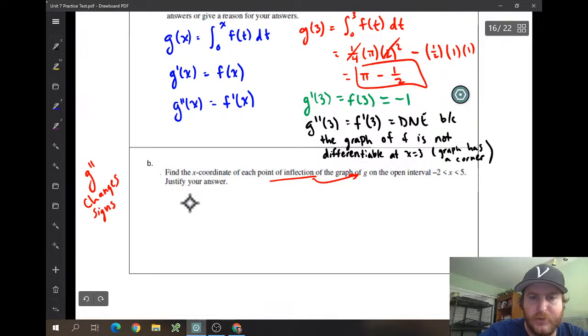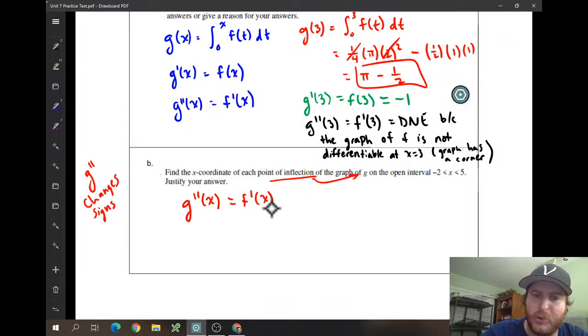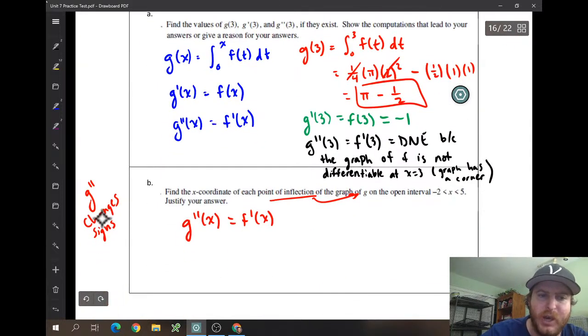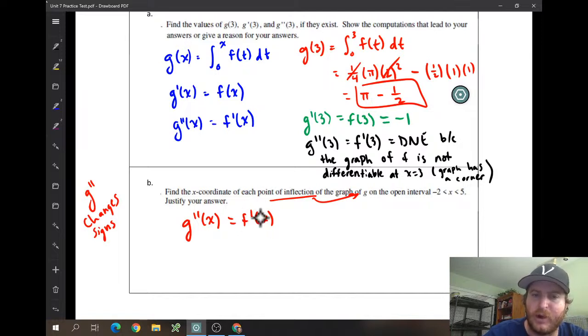So we want to say here that g double prime of x equals f prime of x. So we're looking for where f prime of x changes. And it's very important that you have your answers relating back to f. A lot of us first semester would state our answers in terms of g, but in this case we don't have a graph of g, we have a graph of f. So even though inflection point means where g double prime changes signs, we need to talk about where f prime changes signs, because we have a graph of f.